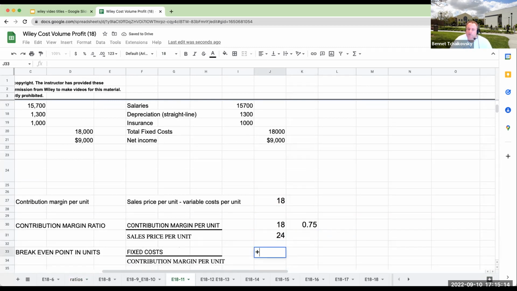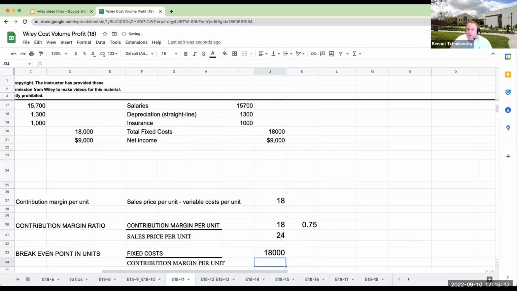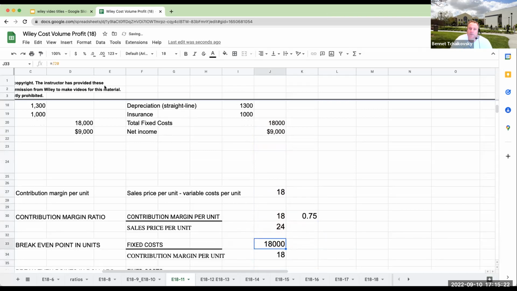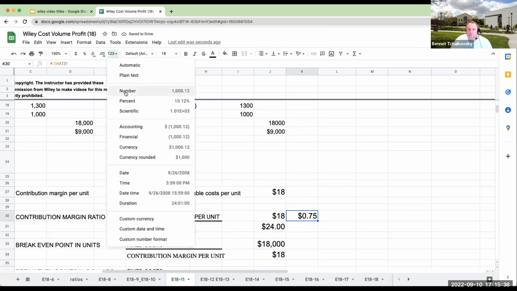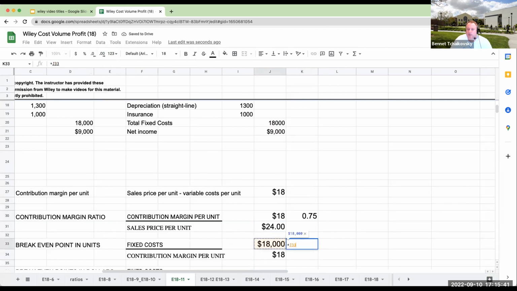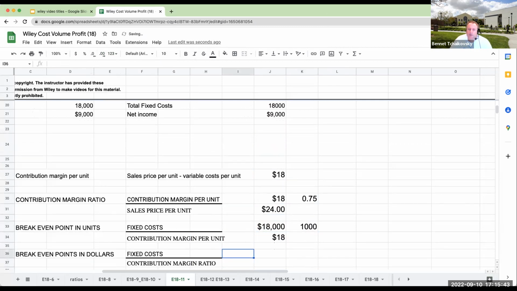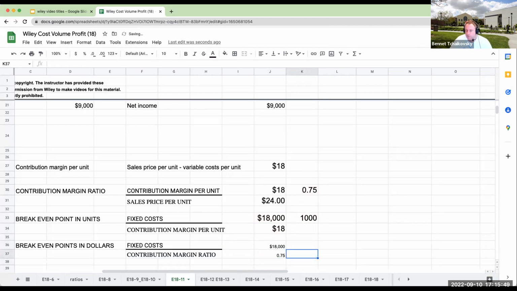My break-even point in terms of unit sales: fixed costs of 18,000, my contribution margin per unit is 18. And so over here, this is going to be my break-even point in units. Okay, so my break-even point in units is going to be 1,000. My break-even point in dollars is fixed cost divided by the contribution margin ratio of 0.75. And this is going to be 24,000.